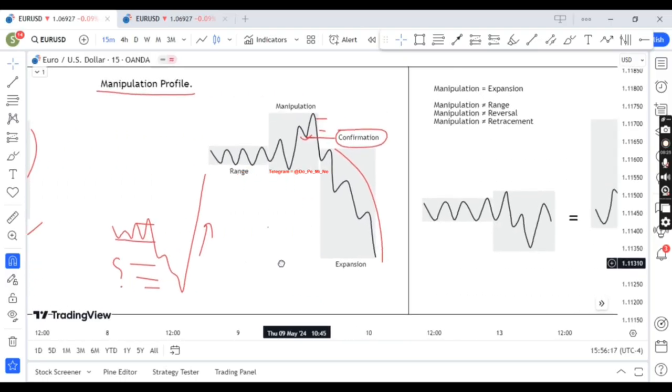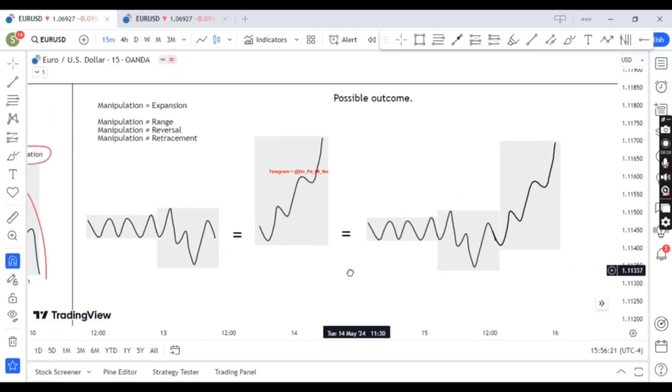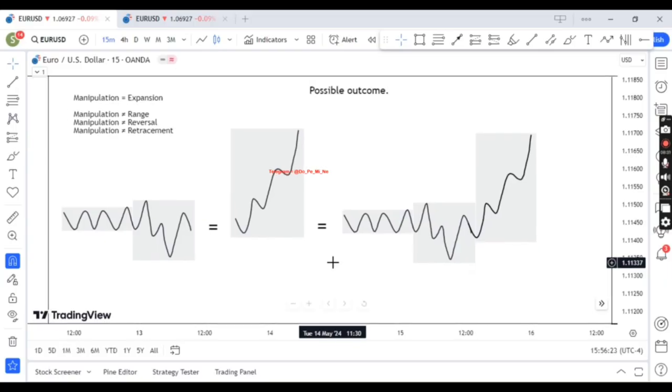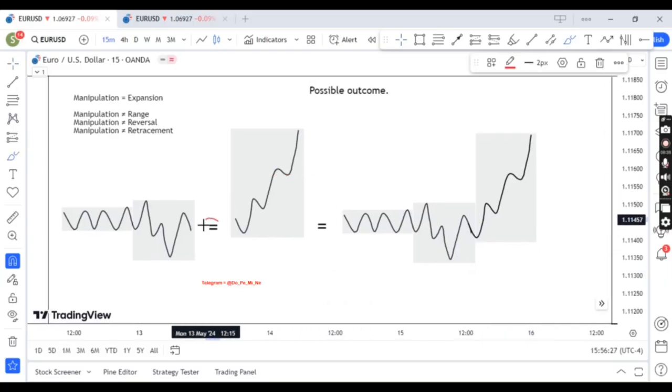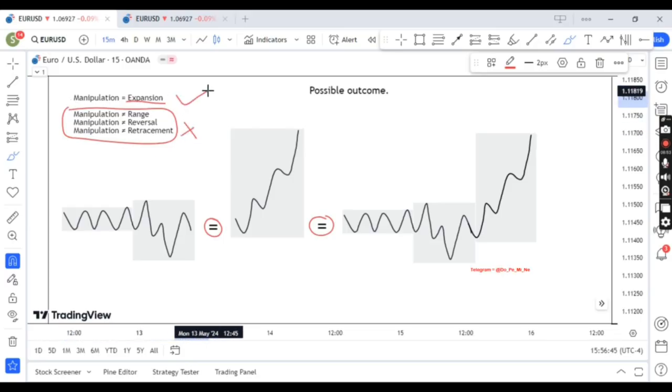Now, as I said before, each market profile can have a particular possible outcome, and in the same manner, the manipulation profile also has one possible outcome, which is an expansion in the opposite direction, right? A manipulation profile cannot enter a retracement, a ranging profile, or a reversal profile. It can only have an expansion after it, right? That means we've added another filter to our understanding of the market dynamics.